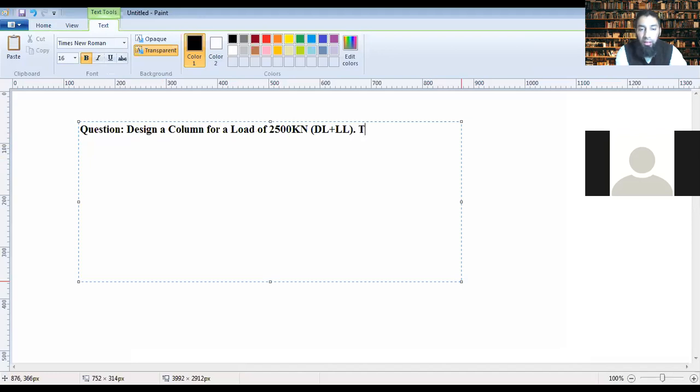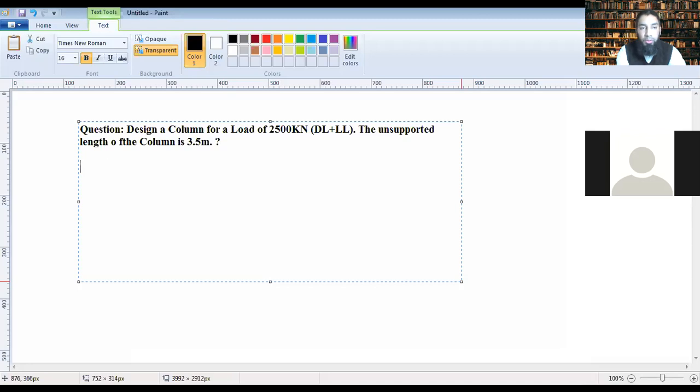The unsupported length of the column is 3.5 meter. So we need to design this column.